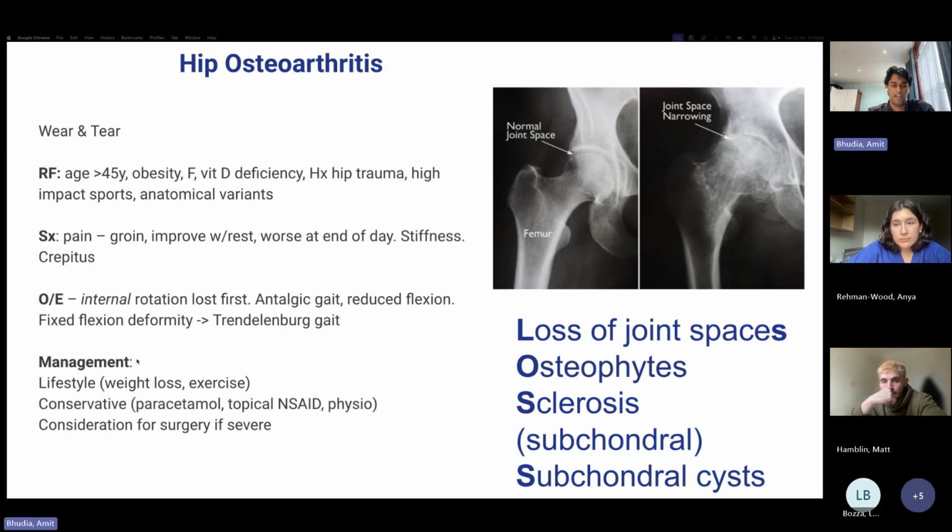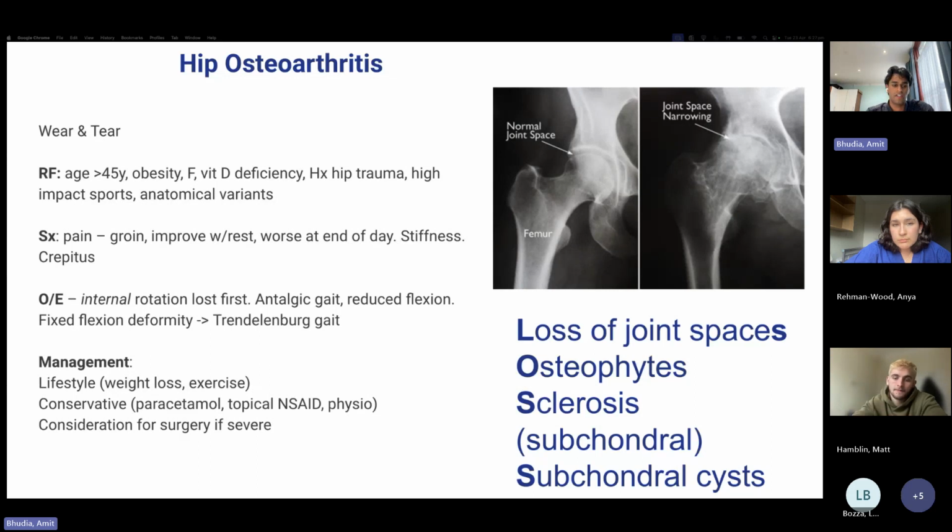And then they can develop this antalgic gait, which is basically just an abnormal gait caused by the pain. They develop a different way of walking. And then they get the reduced flexion and fixed flexion deformities, which can then cause a Trendelenburg gait. If you're not sure what this looks like, I'd suggest looking at a video of it. It's basically when your hip drops to one side as you walk.